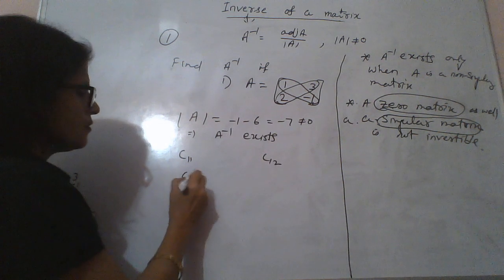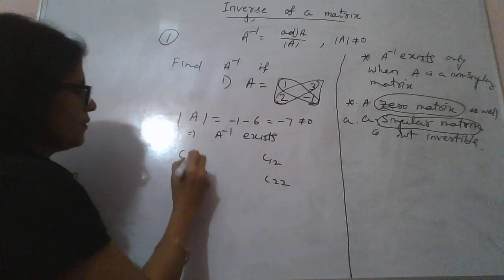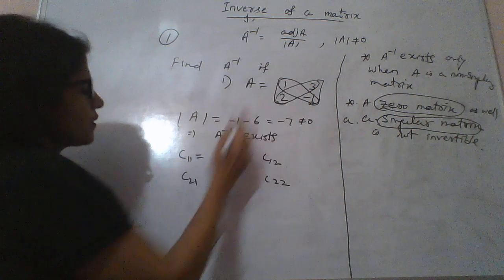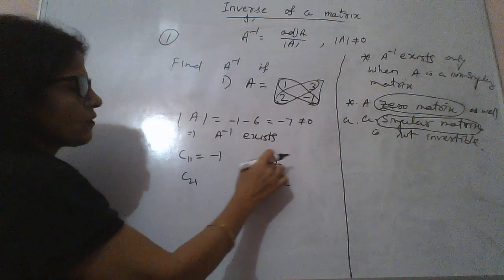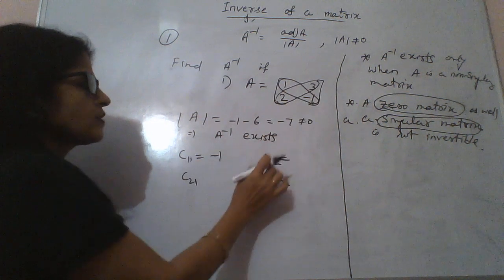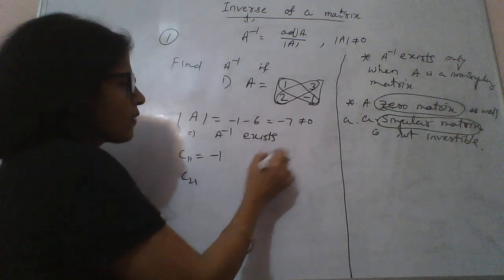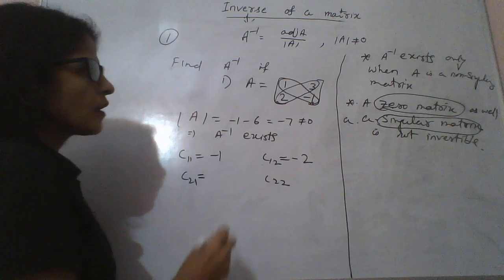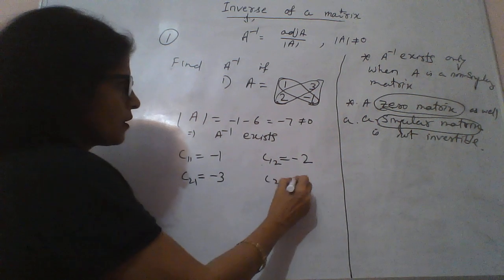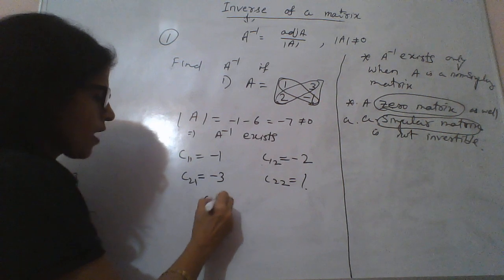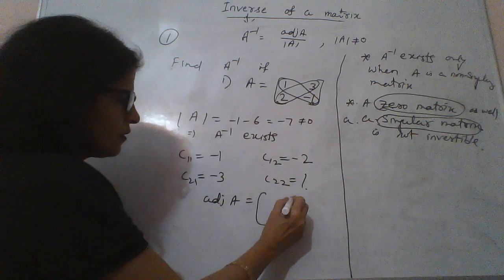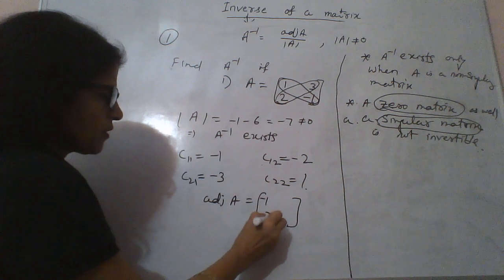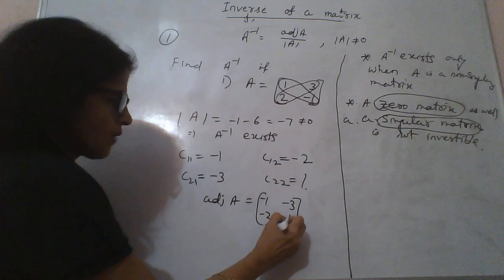C11, C12, C21, C22. So C11 cofactor equal to minor of this. So it is your minus 1. Cofactor of A12 is negative of minor. So C12 is minus of 2. C21 negative of minor, it is minus 3, it is 1. So it means your adjoint of A, you can write it directly, first row will become first column. Minus 1, minus 2, minus 3, 1.